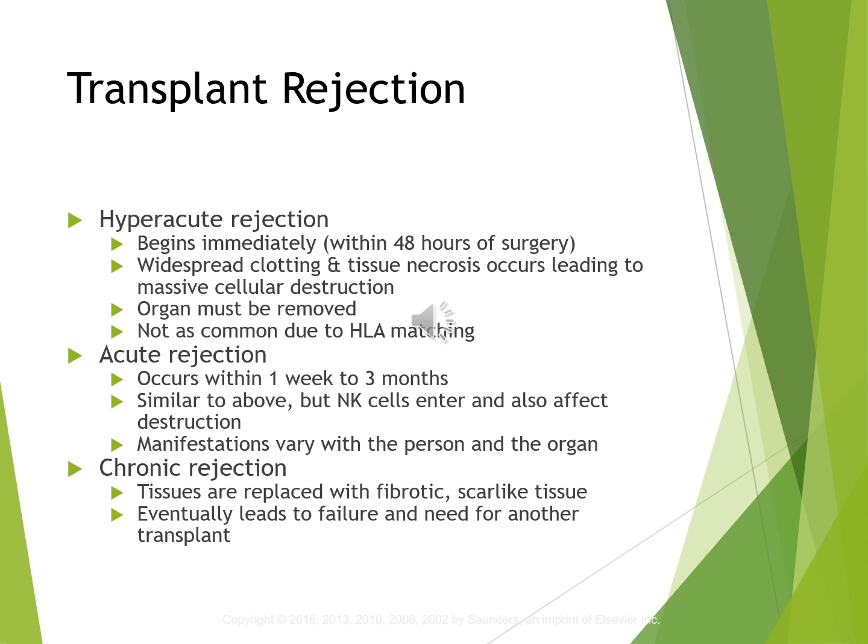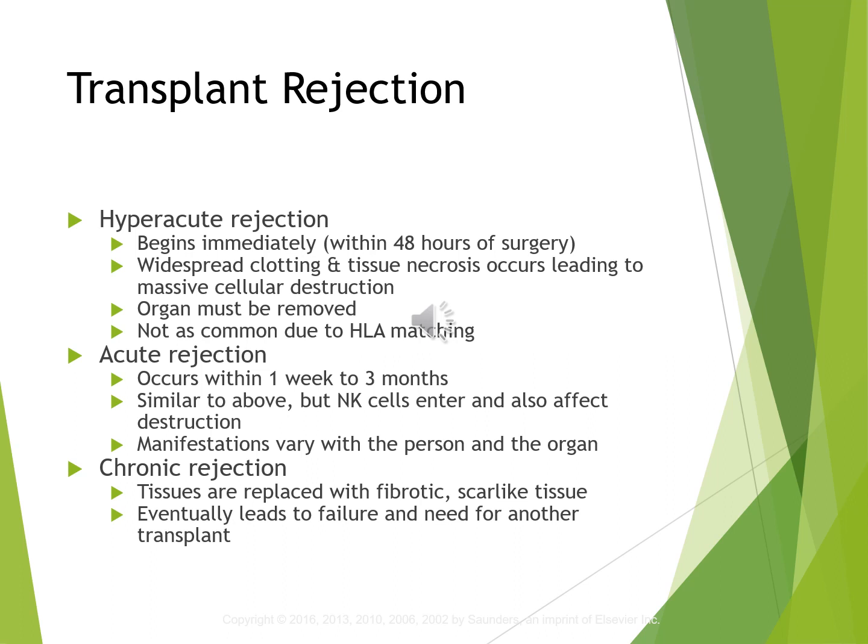In chronic rejection, the tissue is usually replaced with fibrotic or scar-like tissue. And if you think about it, it's because you have a lot of inflammatory processes going on, which can cause that scar-like and fibrotic tissue to occur, and it eventually will lead to the failure and the need for another transplant. And sometimes you'll see that.